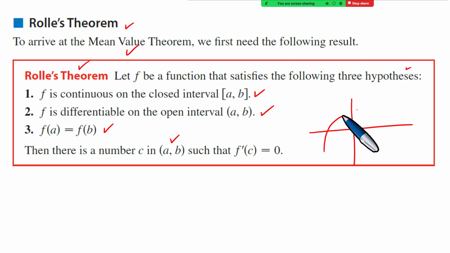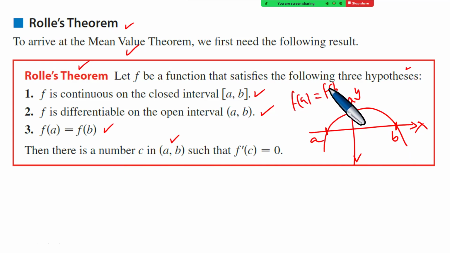Suppose you have a function that does this kind of stuff. This is A, and that is B. And this is the y-axis, and this remains the x-axis. Okay, now, what do you then say? We say that if it happens that this function has intercepts at A and B, and f of A equals f of B, because here f of A is equal to f of B.